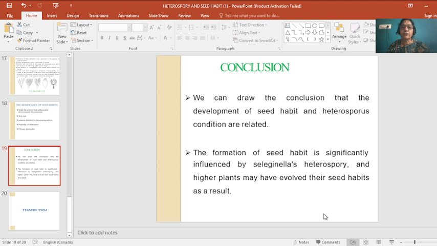Thus, we can draw the conclusion that the development of seed habit and heterosporous conditions are related. The formation of the seed habit is significantly influenced by Selaginella heterospory, and higher plants may have evolved their seed habits as a result.